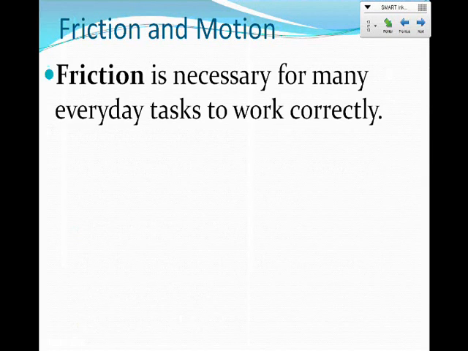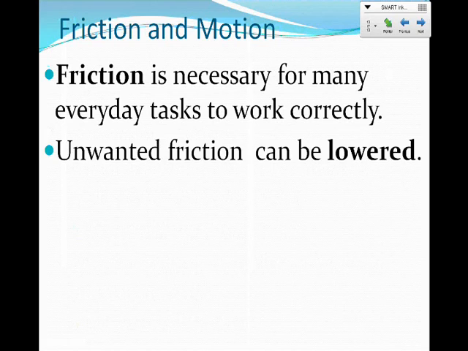Now, friction is necessary for many everyday tasks to work correctly. But sometimes you have too much friction and you want it to be lowered. An example of that would be motor oil. Your engine is made up of all different kinds of metal parts, and if you do not put motor oil in it, those metal parts rub against one another, they grind against one another, and it causes wear and tear much quicker than if you lubricate your engine with motor oil.